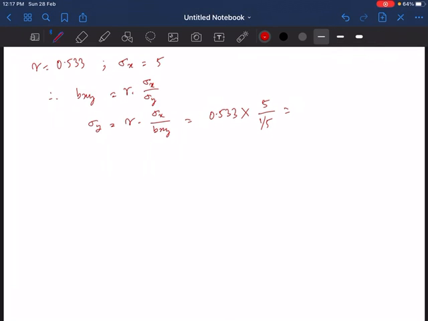This 5 will go up. So 0.533 into 25 is coming 13.325, or 13.33. So that's the value of sigma y. Now you have to find the correlation between x and y, and we have already found it, that is r is equal to 0.533. That's how we solve the question. Okay, that's it.